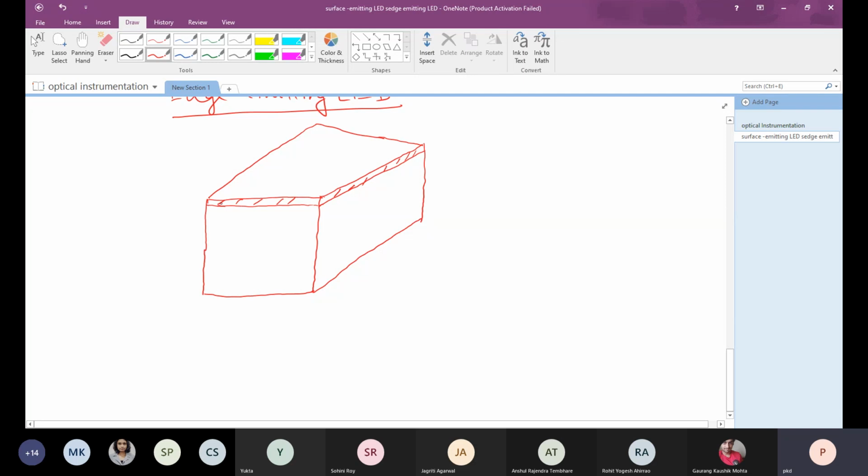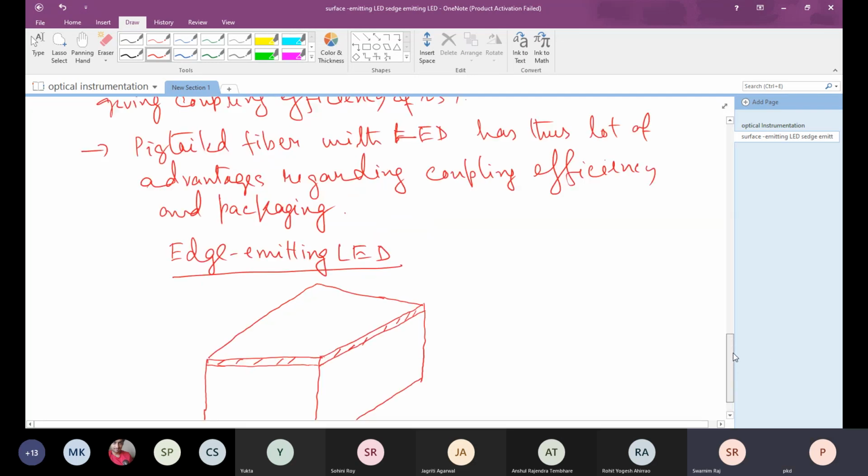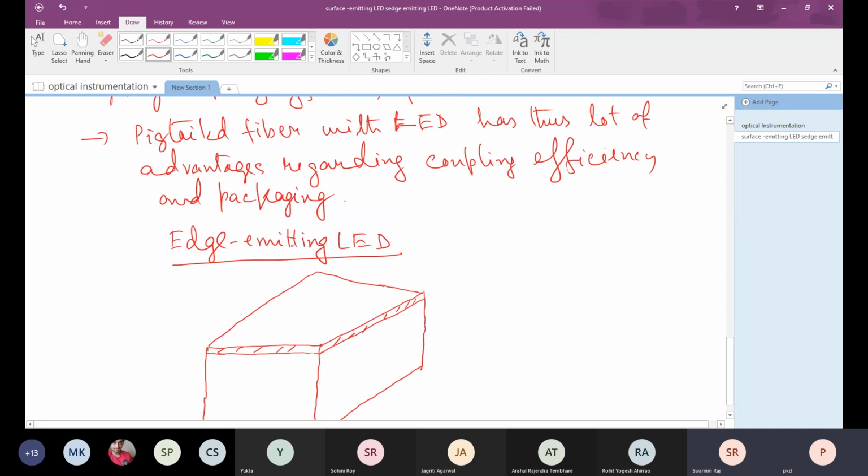Excuse me, sir. What is the heading that you have given? It's not visible. Can you scroll up? Heading: edge emitting LED. Thank you, sir.